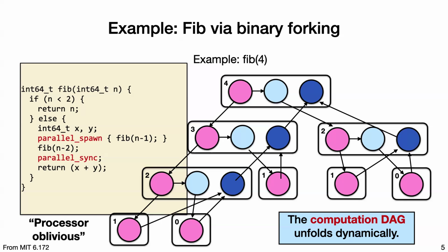The nodes represent, you can think of it as a line. The edges can be either spawn, sync, function call, or dependency. For example, these two have dependency.